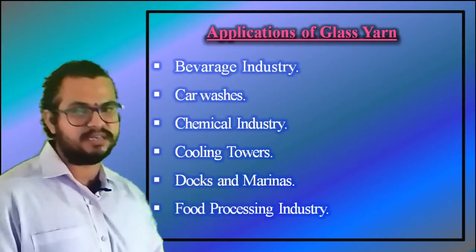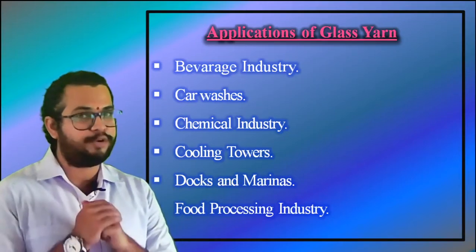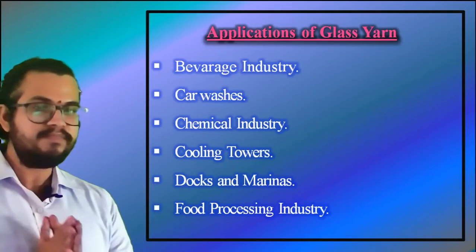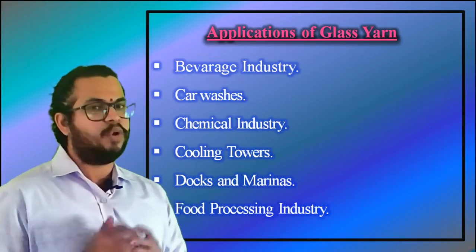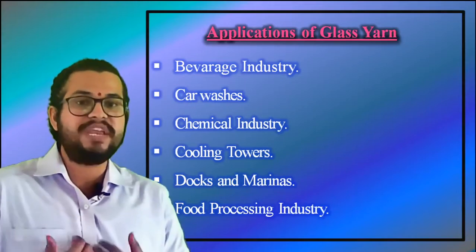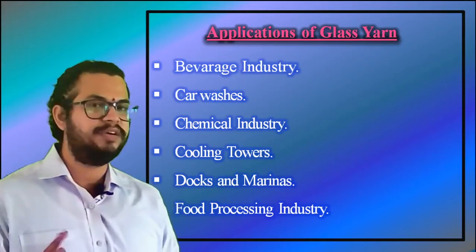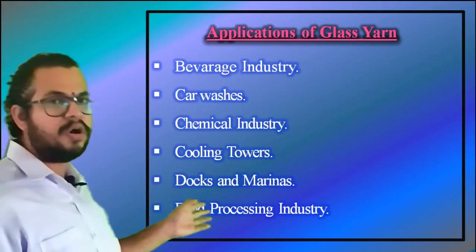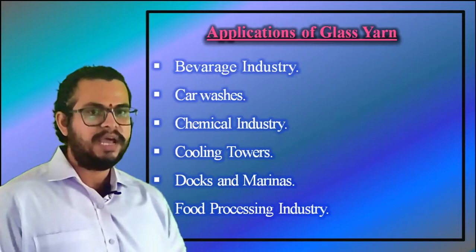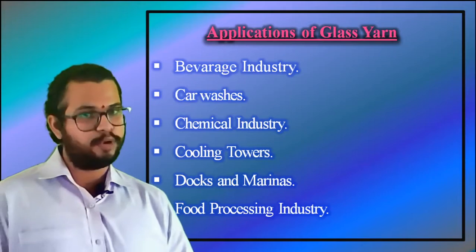Okay, next we have cooling towers. Since cooling towers are always wet, they have to be protected from rust, corrosion, and other safety issues. Due to the excellent properties of fiberglass, it is used in these towers as screening material to keep people and animals away from the danger zones. Next we have docks and marinas. The docks get corroded, rusted, and damaged by the salty seawater. So fiberglass is used here for protection.